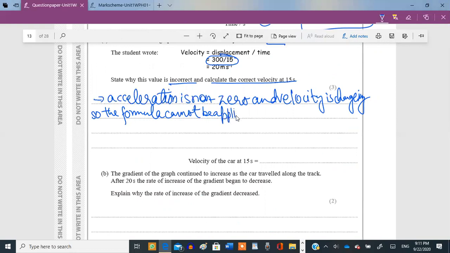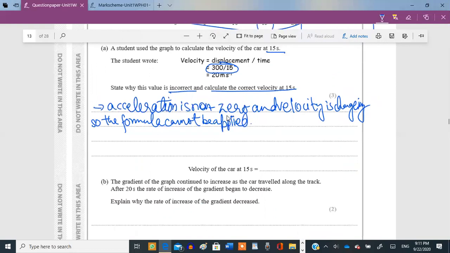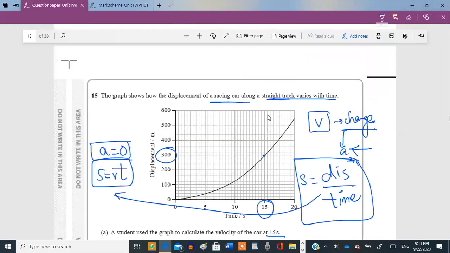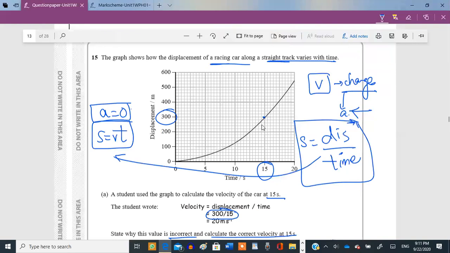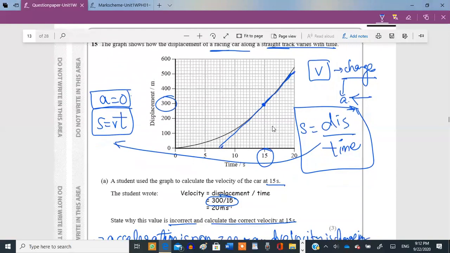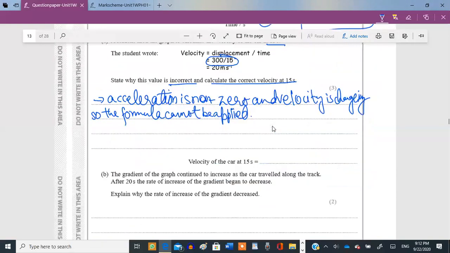Now to calculate the correct value, you would have to use the equations of motion. Actually, you don't need to calculate using the equations of motion at this time. All you need to do is draw a tangent at this point and calculate the gradient of that tangent. This will give you the velocity. Of course, you'll have your ruler, so you'll draw a better line than this one, which I've drawn freehand. And this tangent has to pass through this point. Then you calculate the velocity at that particular time.